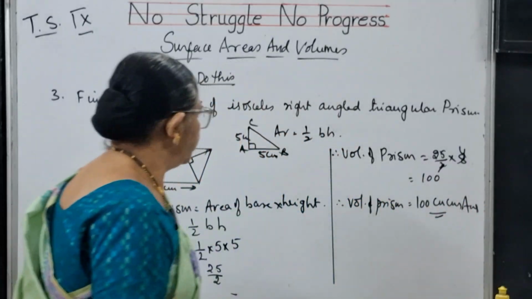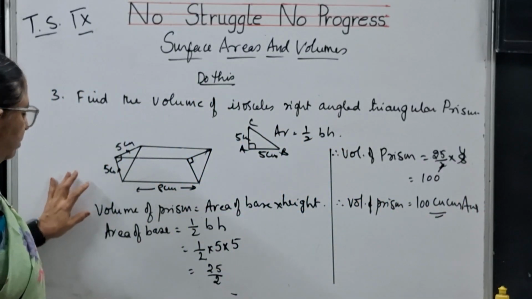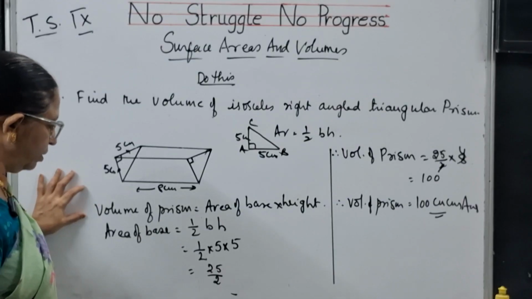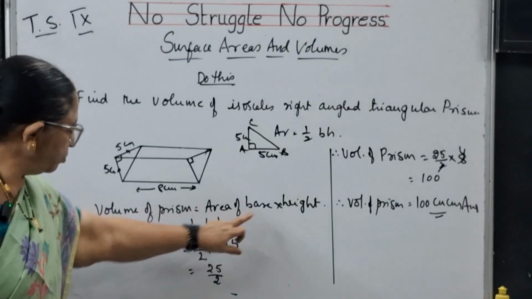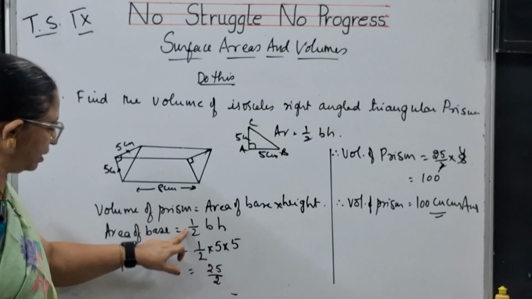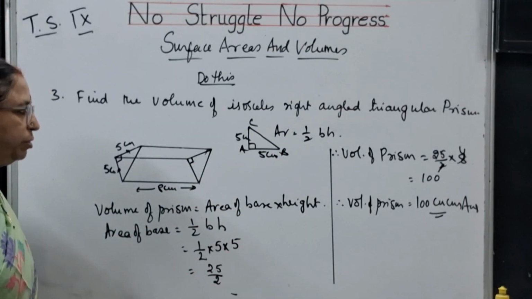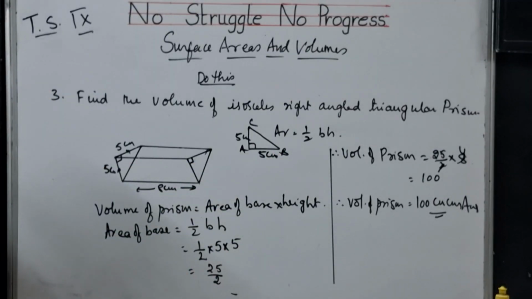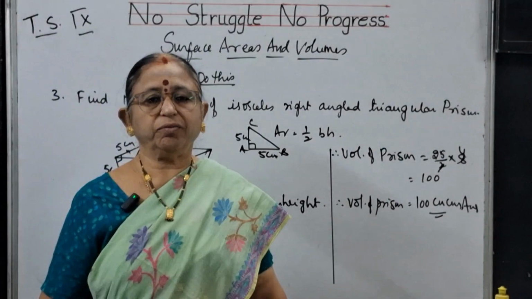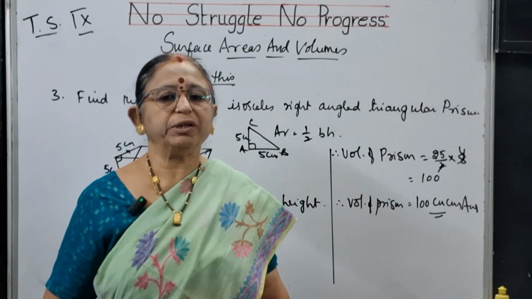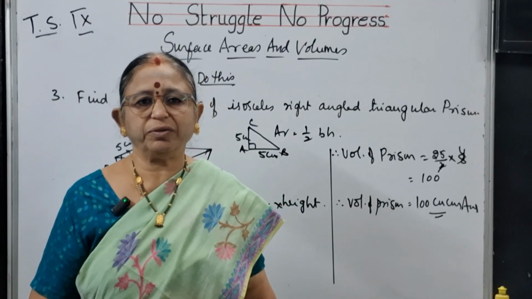I hope I am clear to you. First I wrote volume formula, and then what is area of base, in which shape the base is there, that I have found out. Then I found out volume of the prism. Please understand this, children. Write it down. With this I am going to conclude my topic today. In the next class I will be doing the next part.